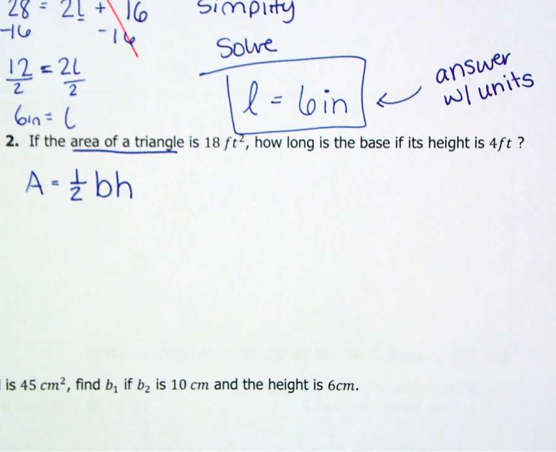It's nice that for once, mathematicians did something logical. If we're finding the base, we call it B. If we're finding the height, we call it H. Makes sense. Sometimes math doesn't make sense like that.